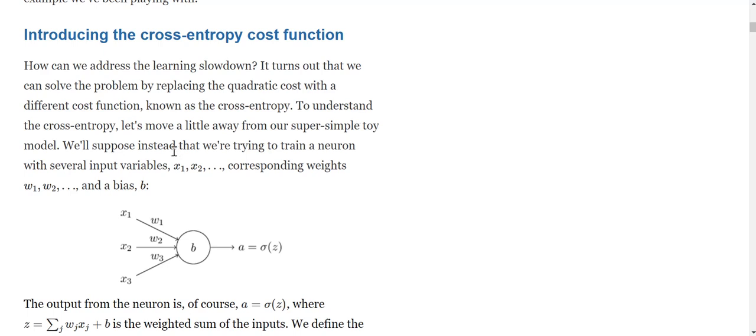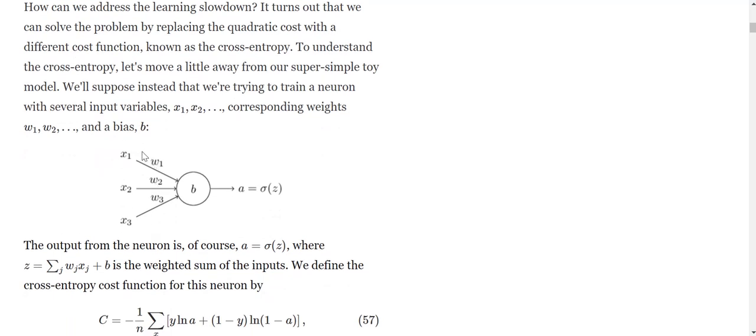We'll suppose instead that we are trying to train a neuron with several input variables x1, x2 and so on, and corresponding weights w1, w2 and so on, and a bias b. So you have x1, x2, x3 here, the corresponding weights w1, w2, w3 here, and the bias b for the neuron. And this gives an output a, which is sigmoid of z, and z would essentially be w1 x1 plus w2 x2 plus w3 x3, or the summation of wj xj over all j, and then you add the bias b.